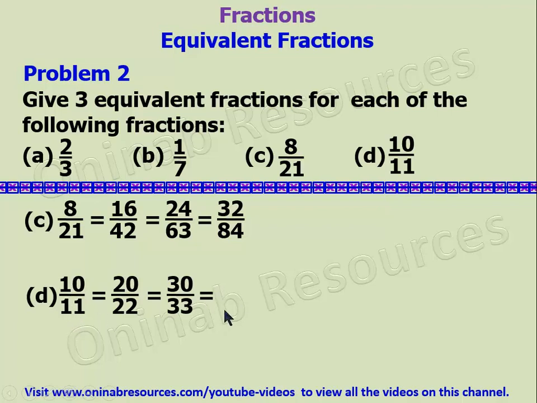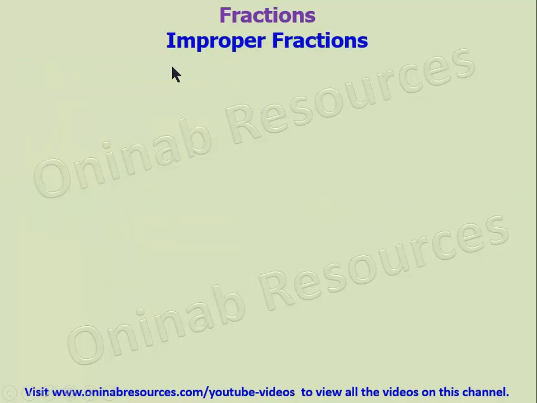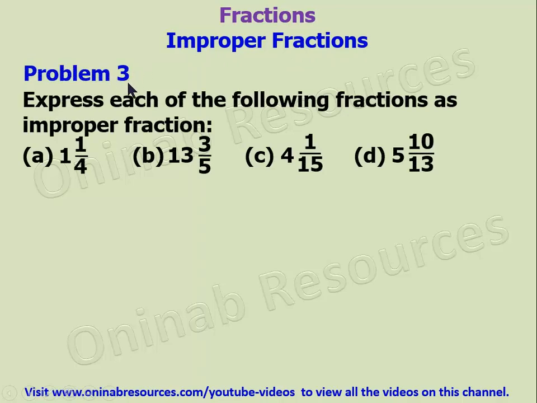Also, to get the third one, we multiply by 4. 10 times 4 gives 40 over 44. These are the equivalent fractions of 10 over 11. This is the end of the solution to problem 2, which is on equivalent fractions. So we go to the next set of problems, which is on improper fractions, where we take our problem 3 from. For problem 3, express each of the following fractions as an improper fraction.